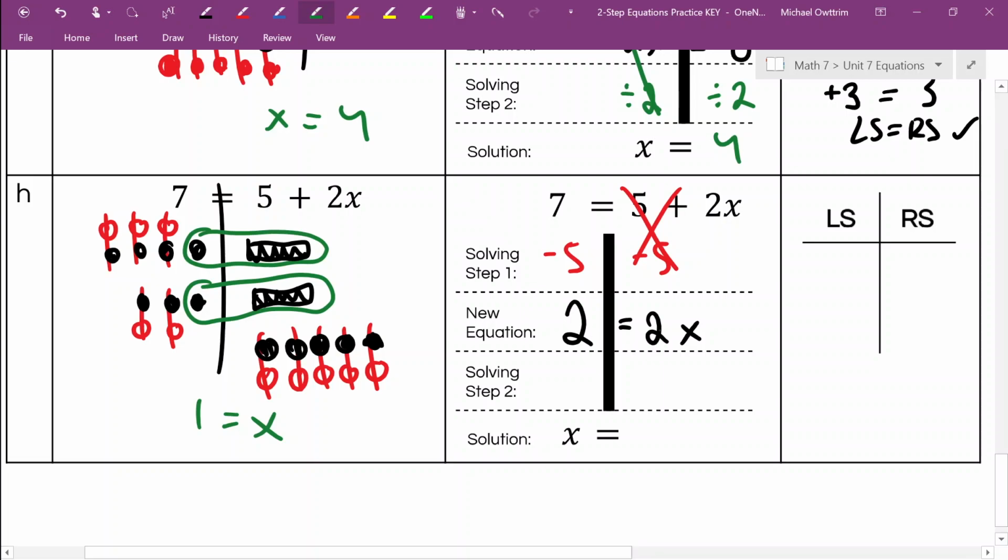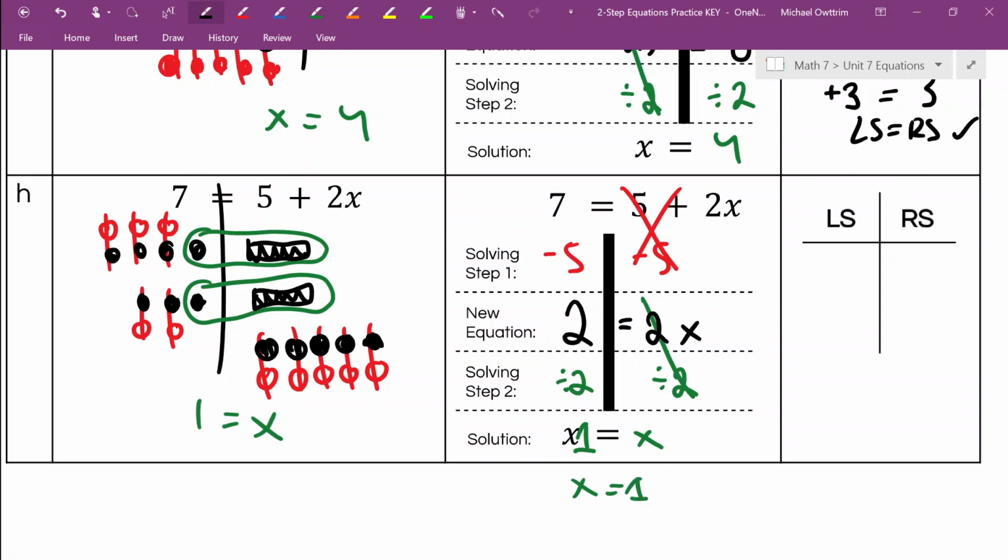Last thing to undo is the multiplication by 2. 2x means multiplying x by 2. The opposite of multiplying by 2 is dividing by 2, so we'll divide both sides by 2. And I guess we should get actually 1 equals x, but of course x equals 1 means the same thing.